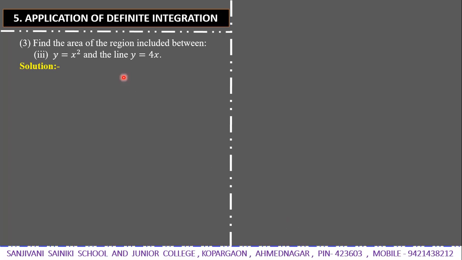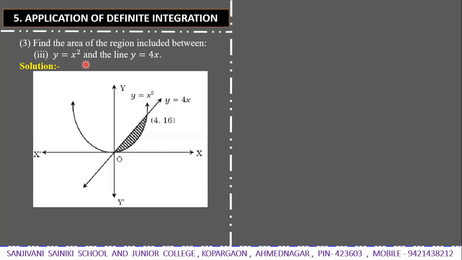Now the next example, again y = x², that is x² = y. It is a parabola opening towards the positive direction of the y-axis, and the line is given as y = 4x. It's a line passing through the origin only. So draw that line. This is the area. Again, to find the points of contact, or from where to where we have to integrate, we don't know.